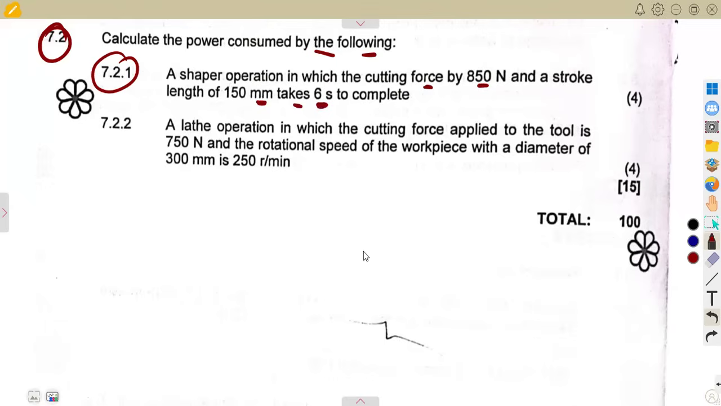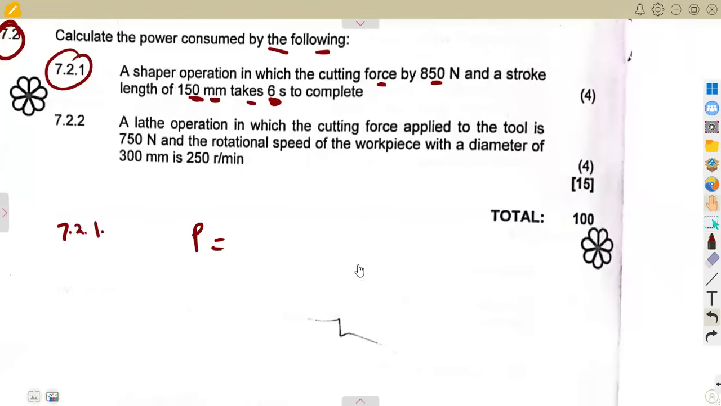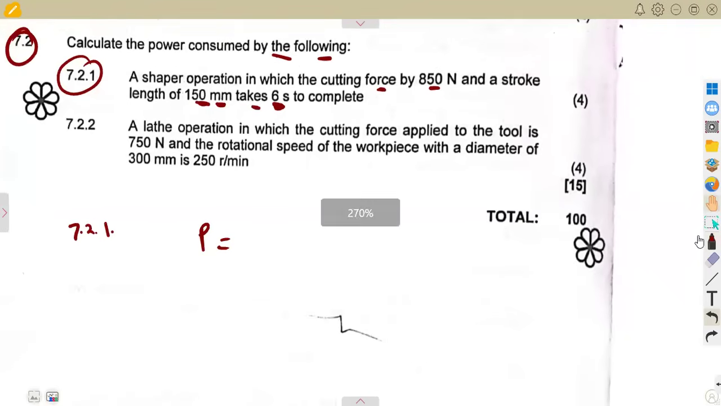How can we calculate the power? All right, so let us consider our formulas in this case. The power from the force that we have. There we are given the distance and the time, so we can calculate the velocity. We can still use the formula force times velocity, but this will be the cutting force.